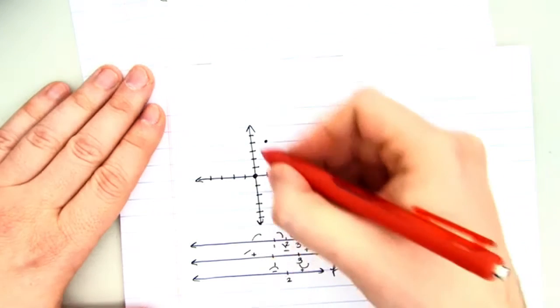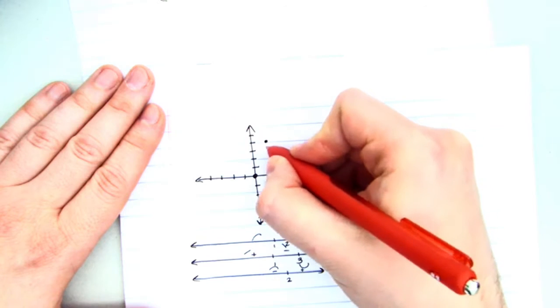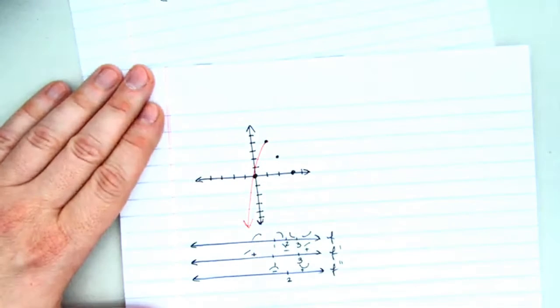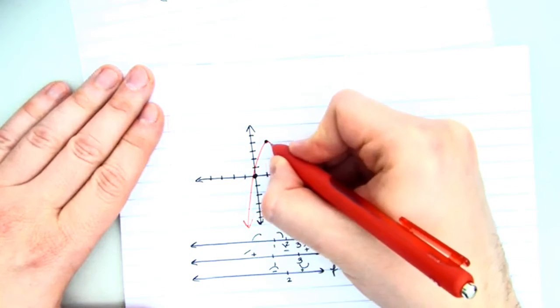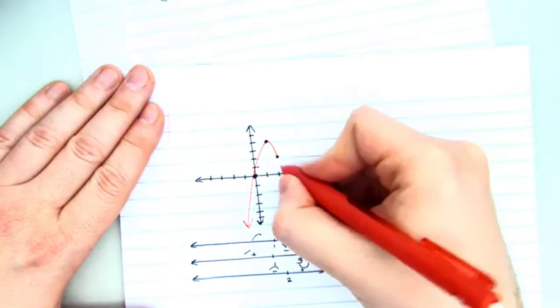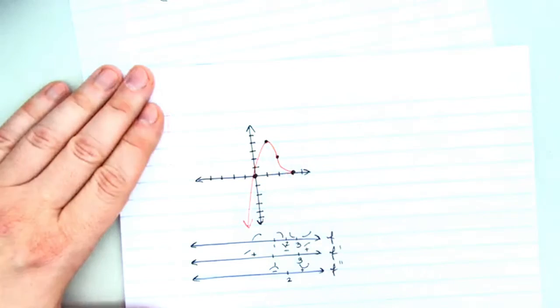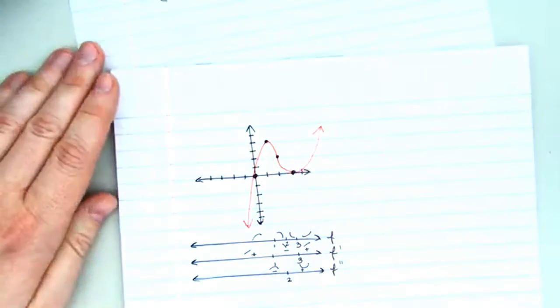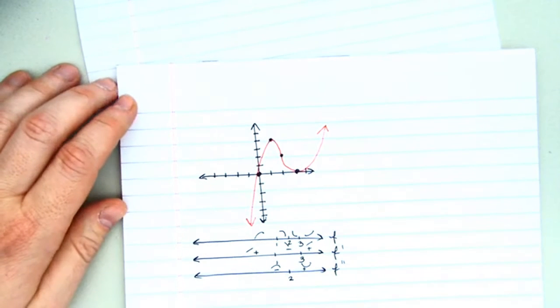Need to be concave down increasing until I get to 1 comma 4. So I'm going to look something like that and just pass through the x-intercept. Concave down decreasing like this. Concave up decreasing like this. Concave up increasing. I've got my graph.